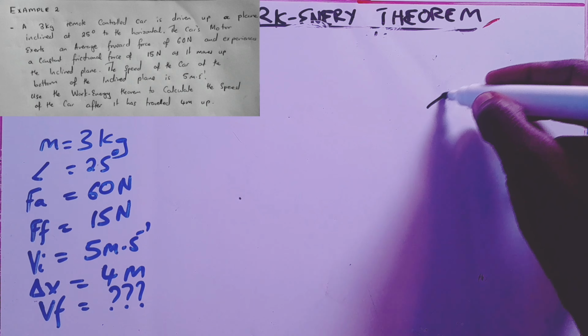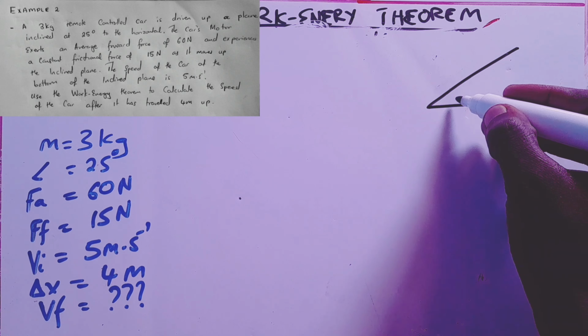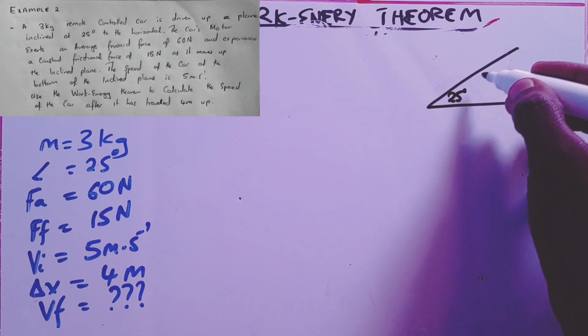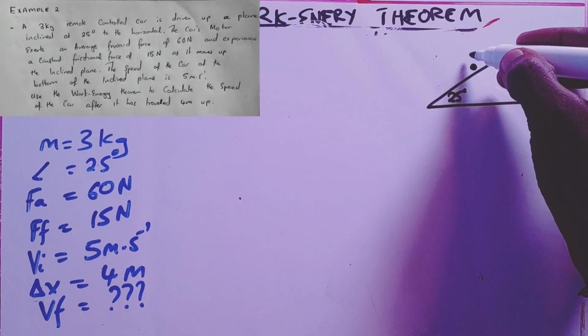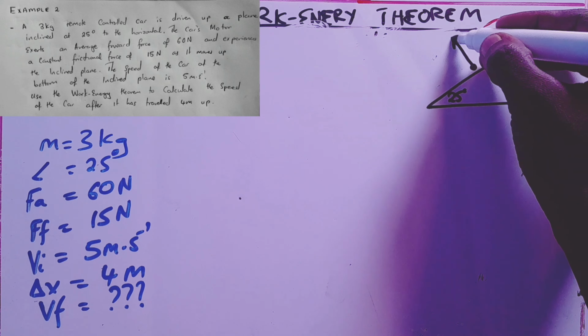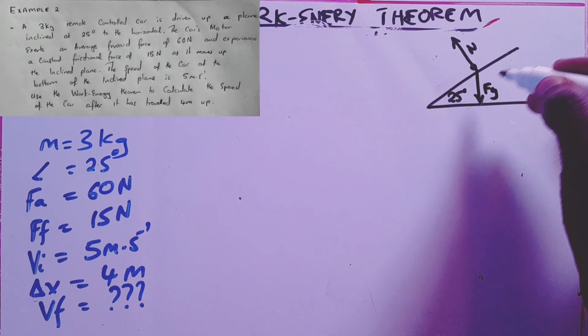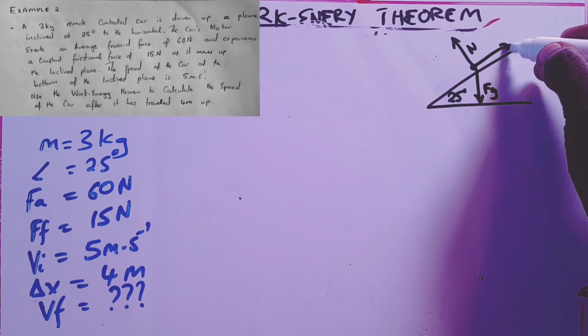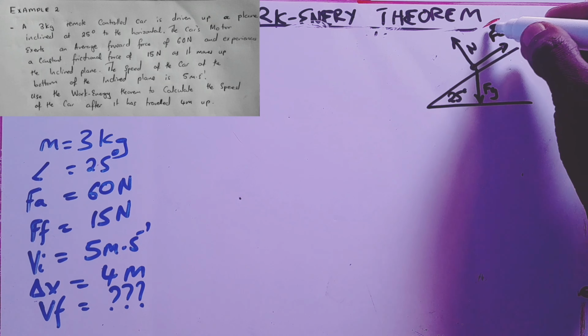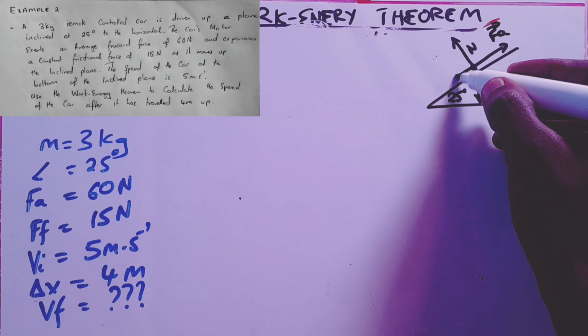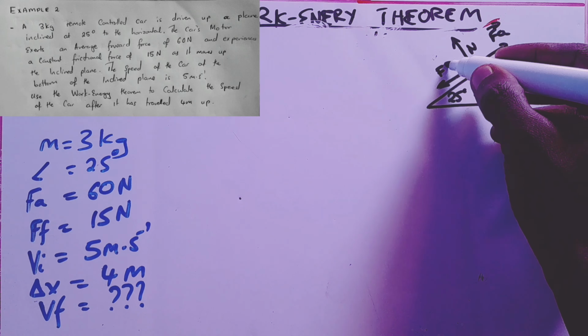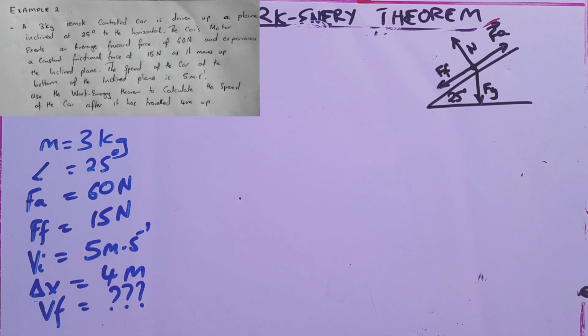So we are going to draw our free body diagram like that. So this is 25 degrees. So this is your object. And again, we just put normal force, Fg, and this now is going up. So this is our force applied. We're having the frictional force, just like that, right?